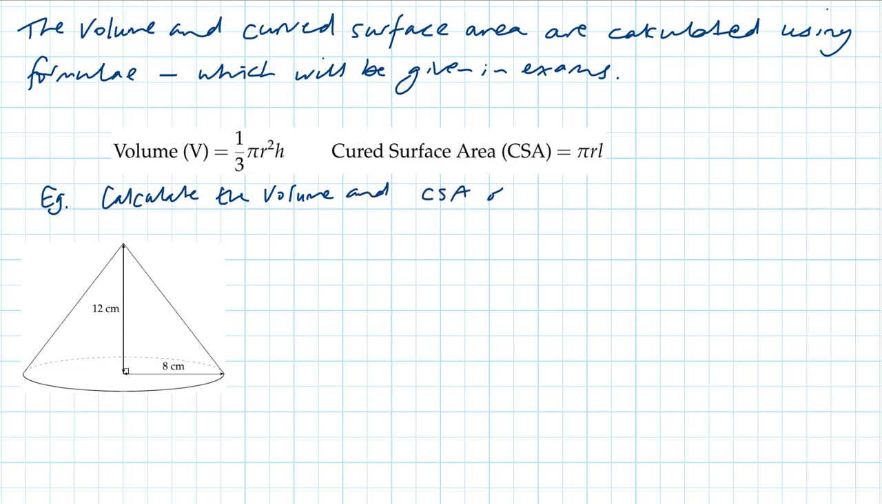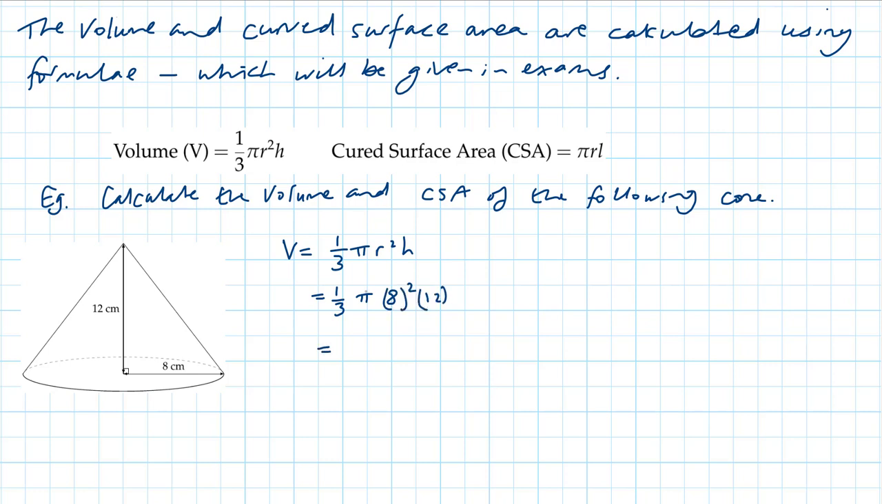So here's an example. Calculate the volume and the curved surface area of this cone. The process that we're going to use is to start off by writing out the formula that's going to be given to us, and substitute in our values. In this case, the radius is 8 and the height is 12. Calculate the value in terms of pi, and then turn that into a number. Here I'm going to give the number to 2 decimal places, but the question will specify the degree of accuracy that you require.